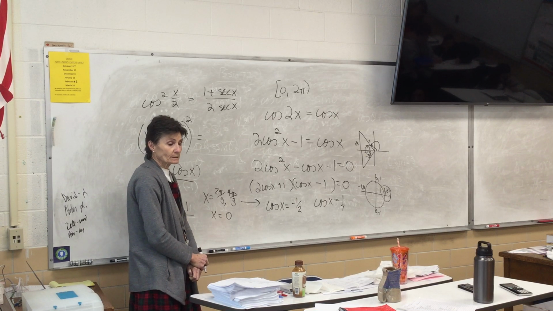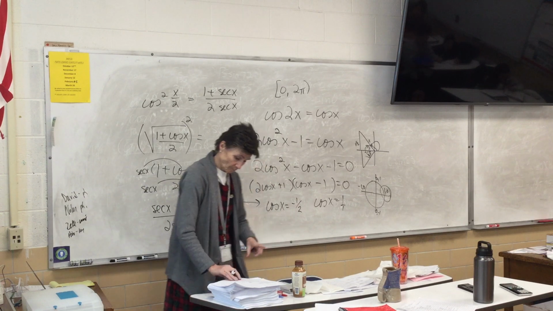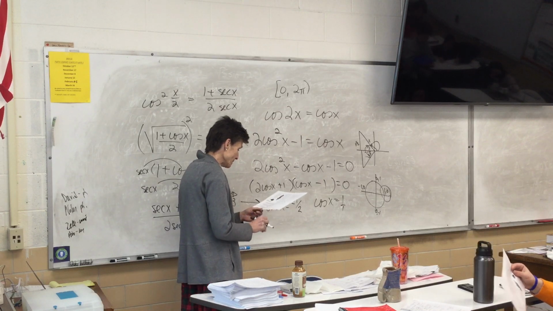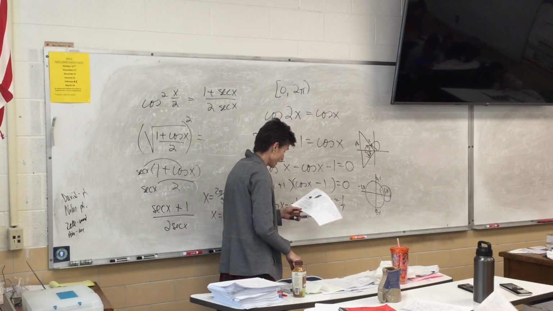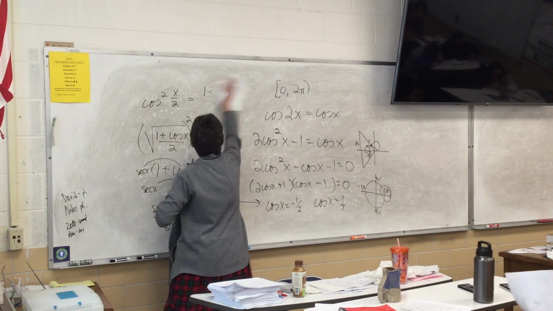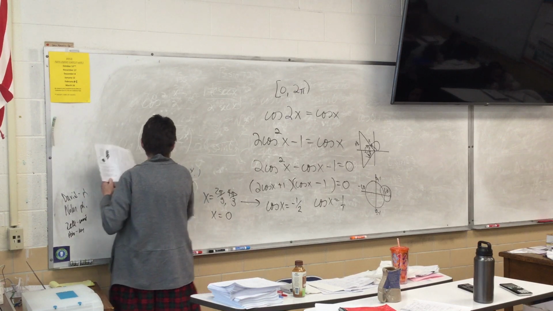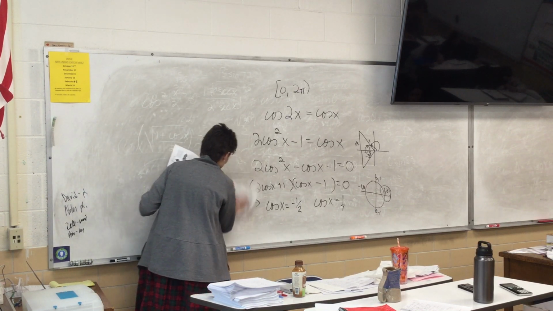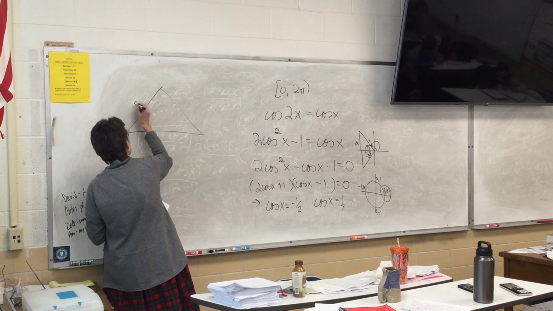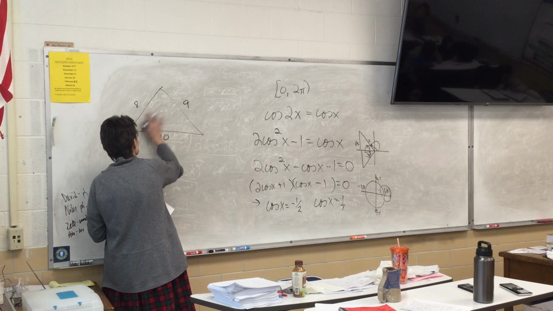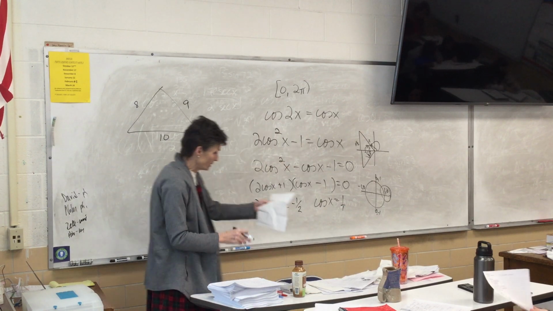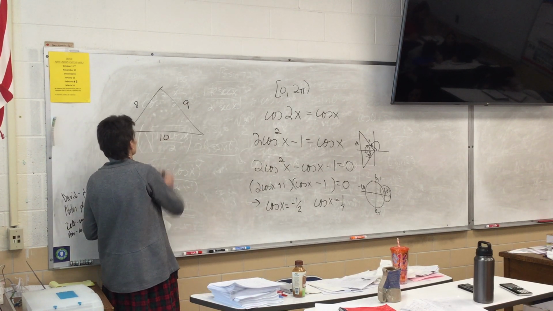Alana? Can we do 12F? 12F. Find the radian measure of the largest angle of the triangle whose sides are 8, 9, and 10. All right, so we got a triangle, and the sides are 8, 9, and 10. And our job is to find the largest angle. Well, which one's the largest? The one at the top, right?